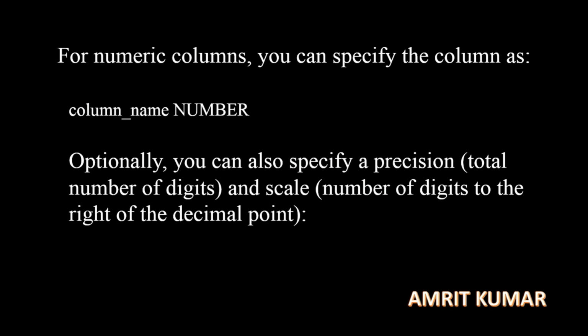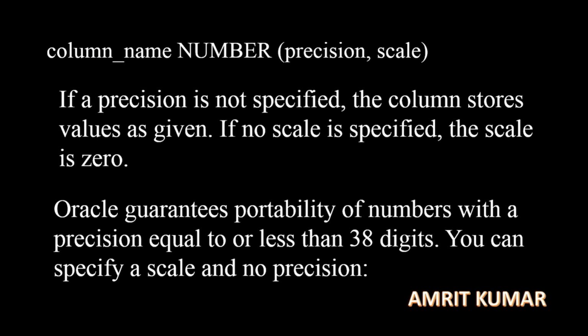So it's so simple, so precise means, for example, if a precision is not specified, the column stores the value as given. If I am not going to set the precision here, then the column will store the number as the value only, that is its default value. If I am not using any precision, then the column stores the value as given, whatever is given. And if no scale is specified, the scale is 0.